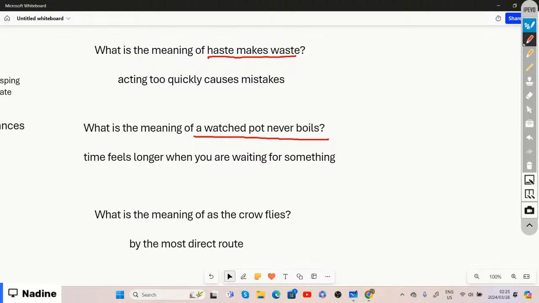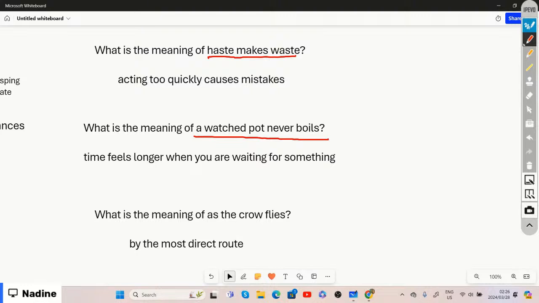It means that time feels way longer when you're waiting for something. It's like when you're waiting for the class to end and you're checking your time and you're like, okay, it's 15 minutes, right? So now you're constantly checking your time and you're like, oh wow, I thought it would have been done by now, but it's only 5 minutes later, right? So time feels longer when you're waiting for something. If you're waiting for the class to end, you realize the time is actually going very slow, right? That is what it means.